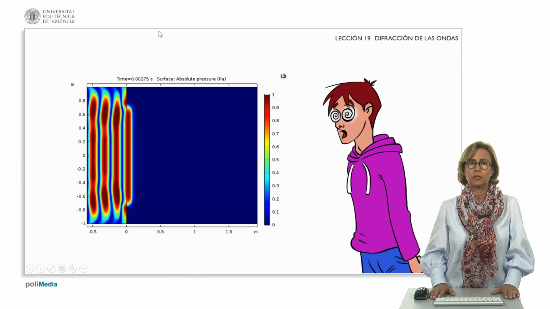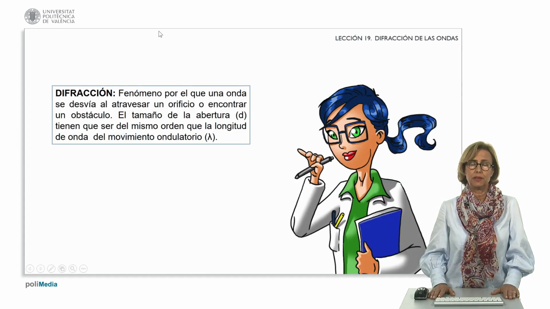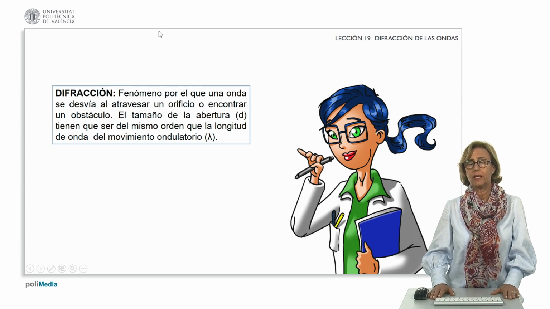And let's see what Amanda tells us. Amanda shows us that this is due to the phenomenon of diffraction. This is the phenomenon whereby a wave is deflected as it passes through a hole or encounters an obstacle. It has to be fulfilled that the size of the aperture is of the same order of magnitude as the wavelength of the wave motion. That is what happened in the first case.